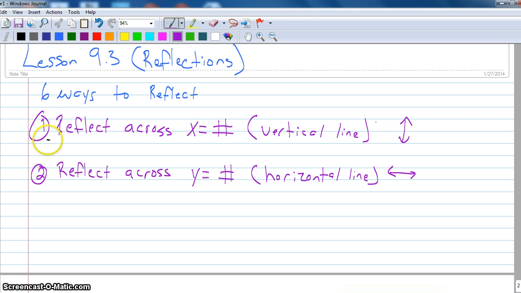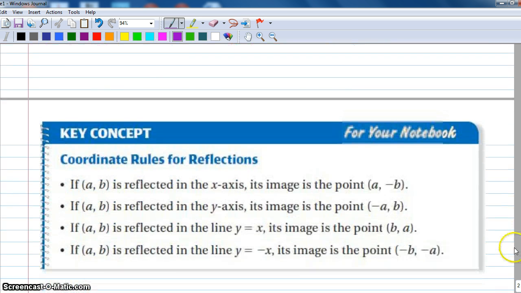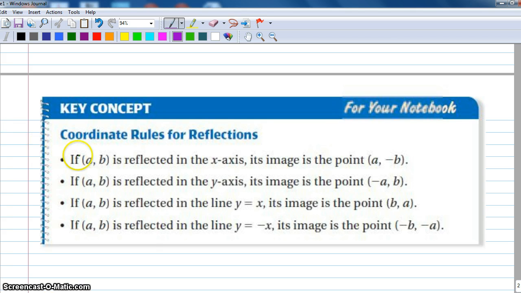Alright, so number 1 and 2, they don't have a specific rule. Number 1 and 2, we're going to have to do each one case by case. But number 3, 4, 5, and 6, because remember there's 6 ways, have rules. So I would highly suggest you write this down. You can also reflect a point across the x-axis. That would be your number 3, the third way. You can reflect a point across the y-axis. That is the 4th way.